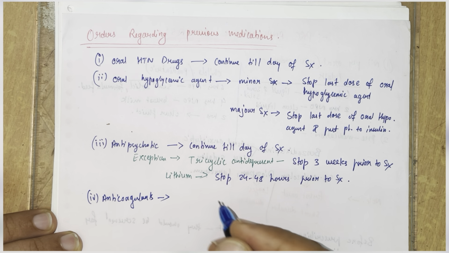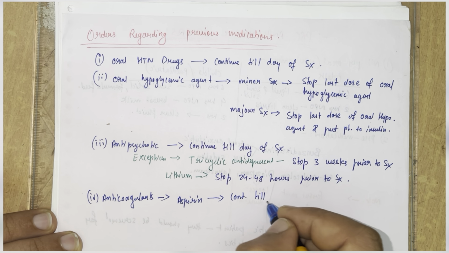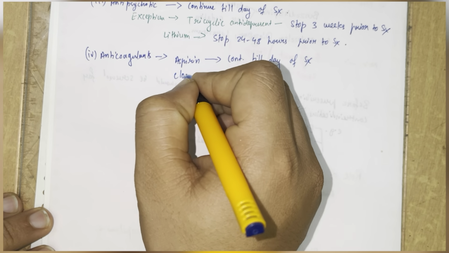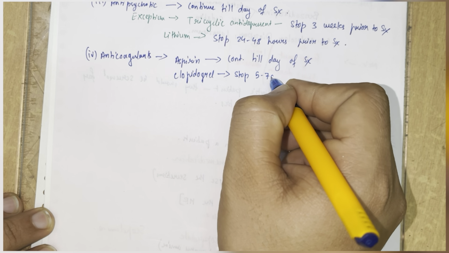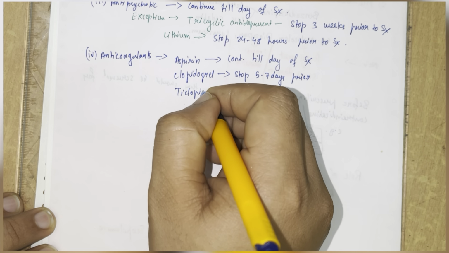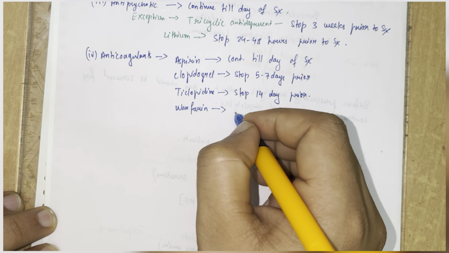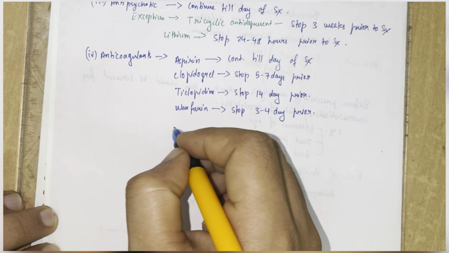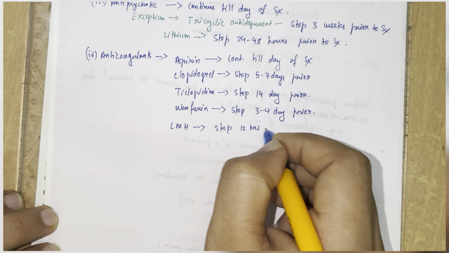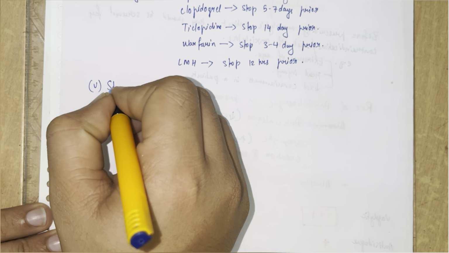Now we talk about the anticoagulants. Okay friends, the very famous drug is aspirin. Aspirin should be continued till the day of the surgery. For clopidogrel, stop 5 to 7 days prior to the surgery. Ticlopidine is stopped 14 days prior to the surgery. Warfarin is stopped 3 to 4 days before surgery, and low molecular weight heparin is stopped 12 hours prior to the surgery.